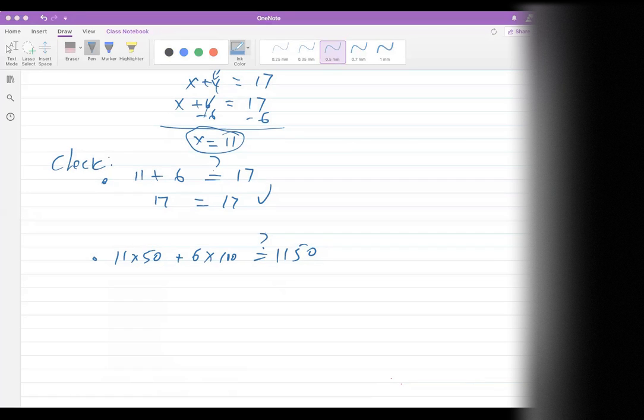Okay, so let's do a little math here. 11 times 50, that's 550. 6 times 100, 600. Is it equal to 1150? Are these equal to 1150? Yes. Yes, so we have 1150 here.